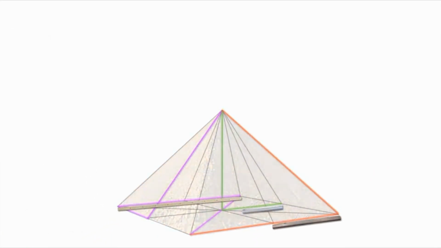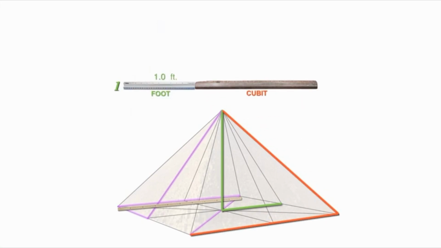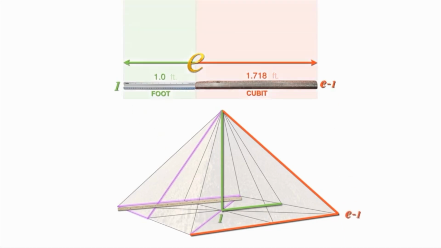If we reduce the green foot to unity, the red measures 1.718 feet. This is actually the structure of Euler's number e, the ratio 1 to 1.718. And so the cubit is e minus 1. This is the relationship between foot and cubit.